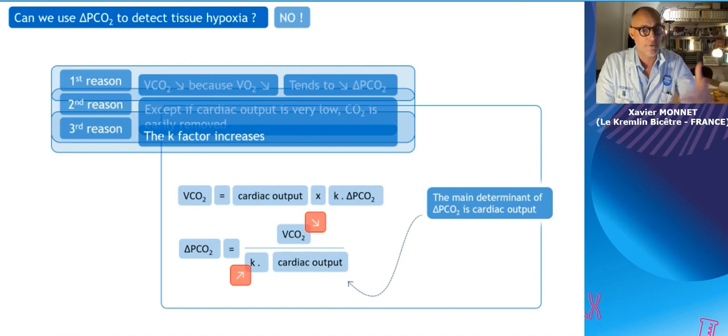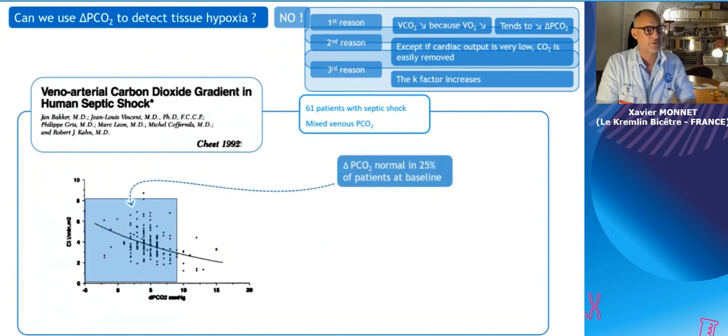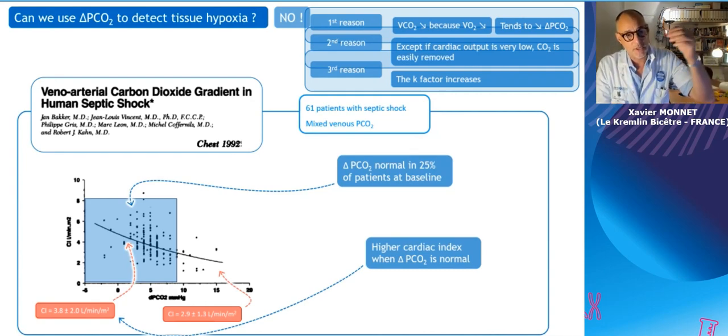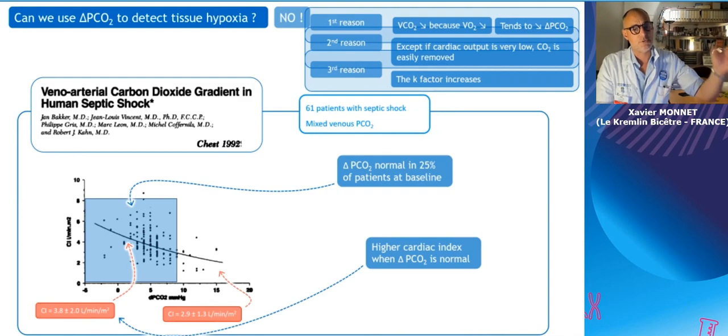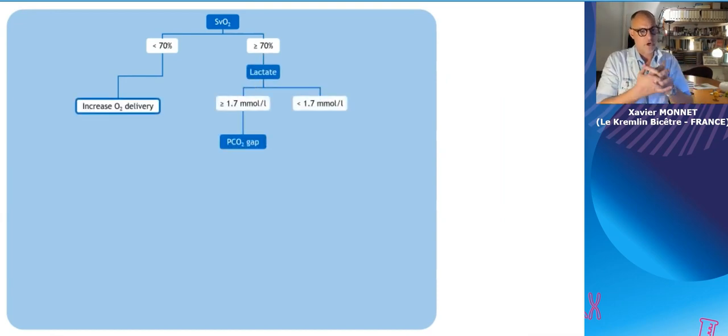It's basically a marker of the level of cardiac output, shown by many studies, but for instance, in this septic shock patient study by Bakker and Jean-Louis Vincent years ago, you see that the PCO2 gap was normal in a large proportion of patients. And interestingly, the patients with normal PCO2 gap values were the patients with the highest values of cardiac output. Cardiac output was easily able to remove CO2 from the venous blood. So let's use it as an indicator of the level of cardiac output.